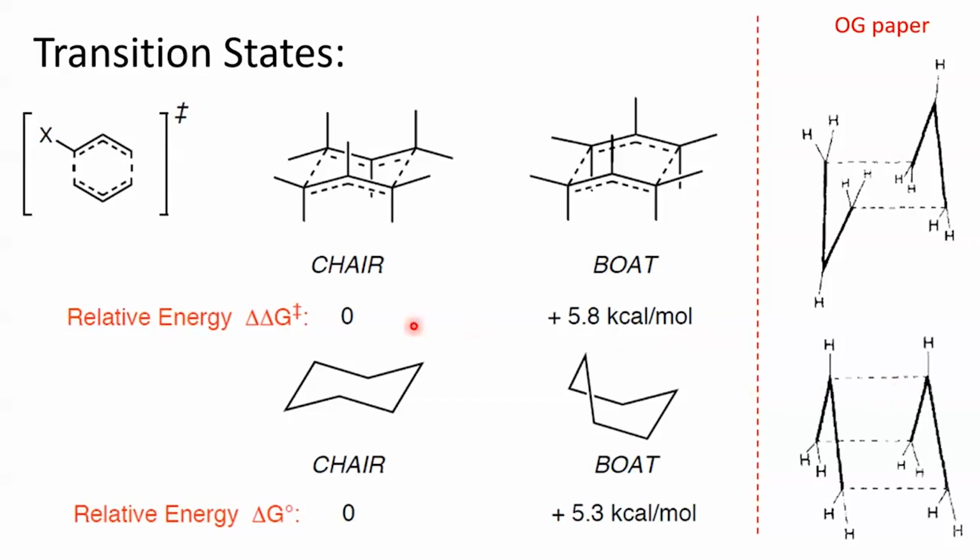And for a simple model, we can compare the same situation that we see for cyclohexane. If we look at the relative Gibbs free energy of the 2 forms, chair conformation is the lowest energy, whereas the boat conformation is higher in energy by 5.3 kcal per mole. Looking at these 2 transition states for the Claisen rearrangement, we can see that the chair, again, is the lowest energy transition state, and while the boat is a viable arrangement of orbitals for the rearrangement to proceed, it is higher in energy by 5.8 kcal per mole, making the chair transition state the preferred conformation for the reaction to proceed.